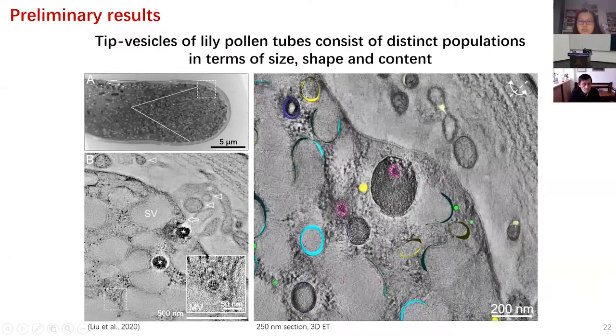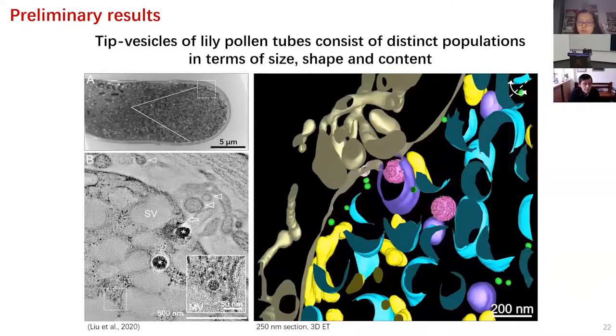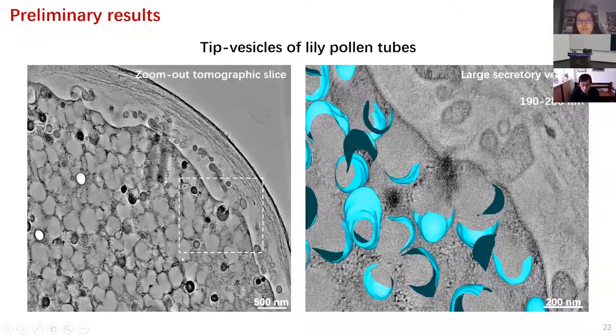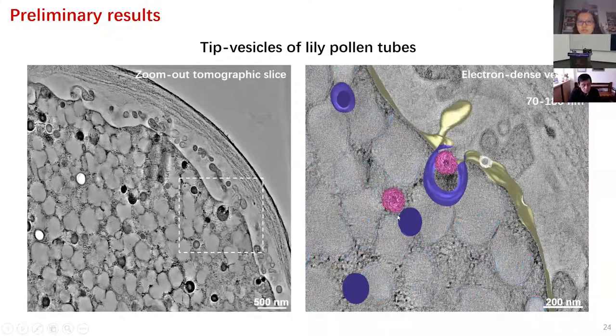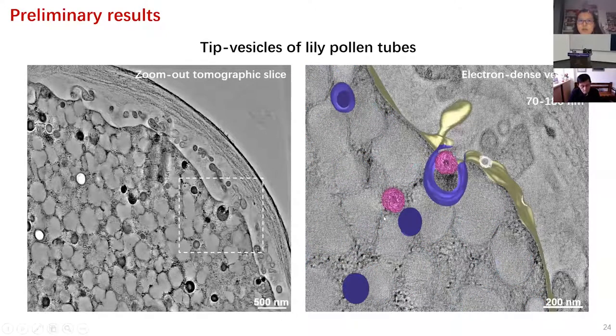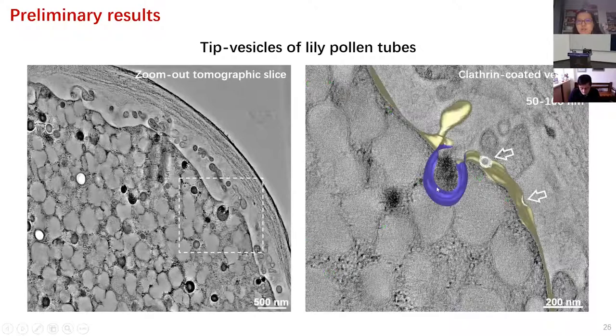So as you can see from this movie, our results show that tip vesicles of lily pollen tubes surely consist of distinct populations in terms of size, shape, and content. They include large secretory vesicles of around 200 nanometers in diameter, different types of electron dense vesicles with large variations in size, colored by purple and pink, mini vesicles of 30 to 40 nanometers, colored by green, and typical clathrin coated pits along the plasma membrane, indicated by these two white arrows.